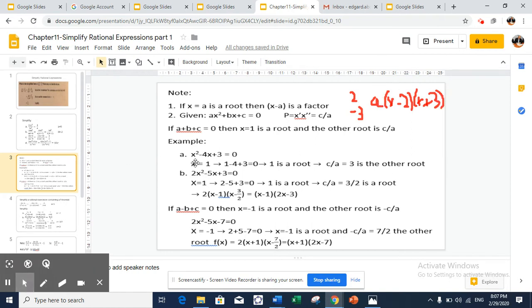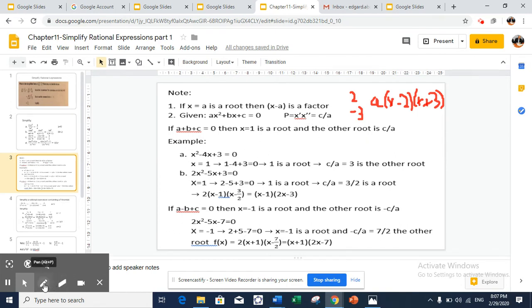One of these, if it works: if you have ax squared plus bx plus c, and you replace x by 1, you get a plus b plus c. If the answer is 0, then 1 is a root and the other root will be c over a, because in this case one of the roots is 1, and the other root x double prime is c over a.